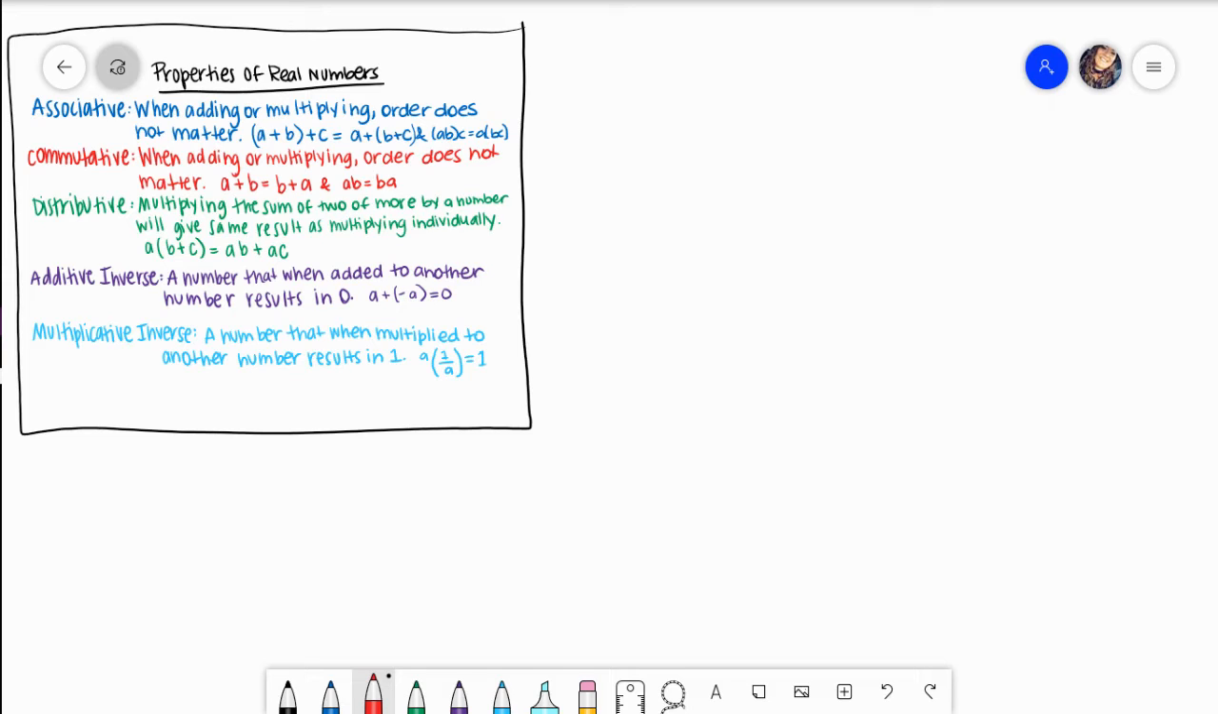It's stating that if you add together A plus B, it's the same thing as adding together B plus A. You see how they kind of switch positions? You can do that. And then it's the same thing also if you multiply A times B, and if you were to multiply B times A.